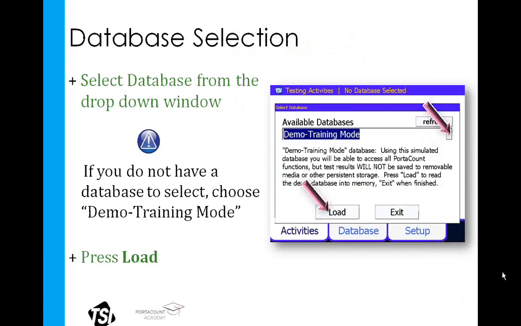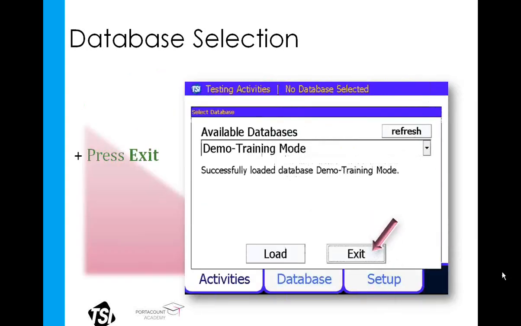To select the database, touch on the drop-down arrow to the left of the screen. For the purposes of this training, if you do not have a flash drive connected with a database available, just select Demo Training Mode, and then select Load. Once we get the successfully loaded message, we can press Exit and leave.